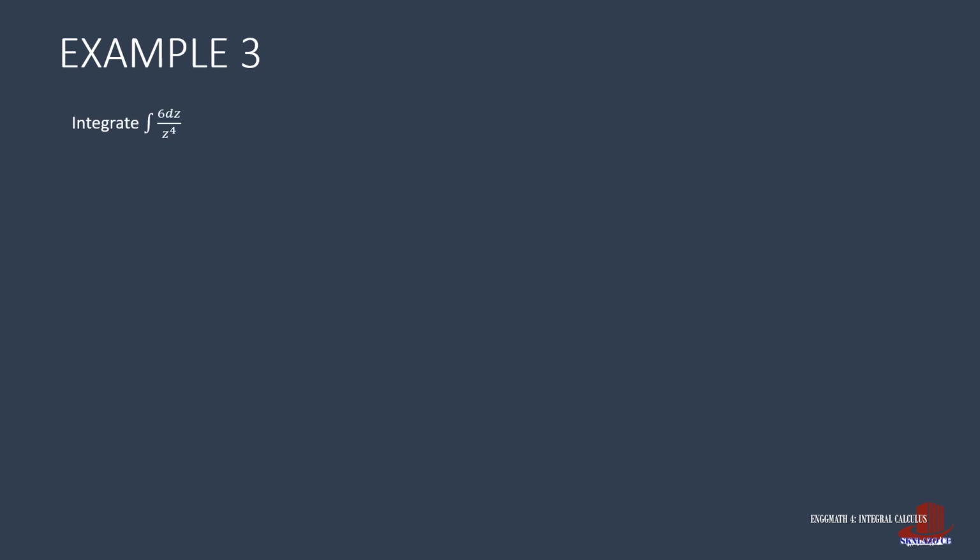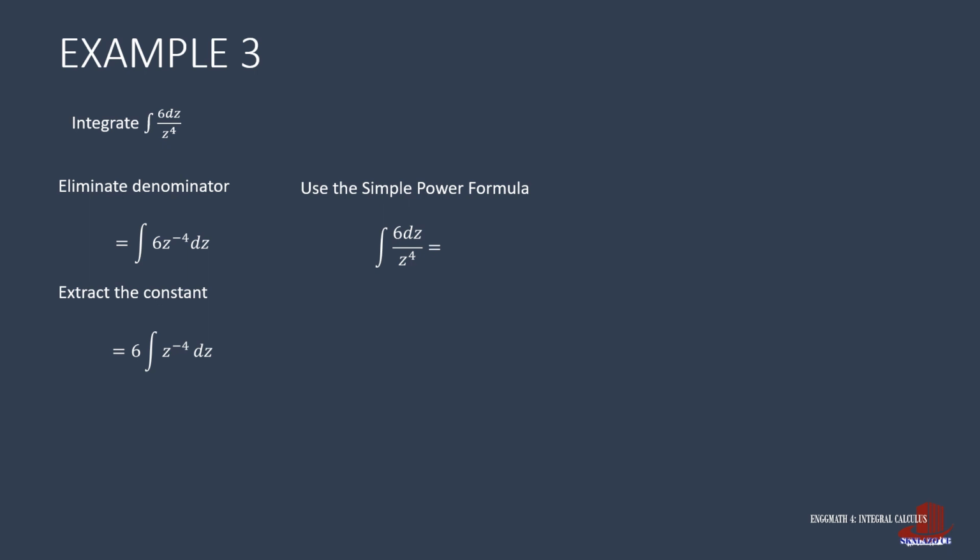How about if the function to be integrated is 6dz over z raised to 4? First is to simplify the function by eliminating the denominator, and that is through flipping the denominator up to the numerator by using reciprocals. So the function becomes 6z raised to negative 4 dz. Now place the constant outside the integrand and get 6 with the integral of z raised to negative 4 times dz. After the adjustments, we can proceed with the simple power formula, which turns out as 6 times z raised to negative 4 plus 1 over negative 4 plus 1.